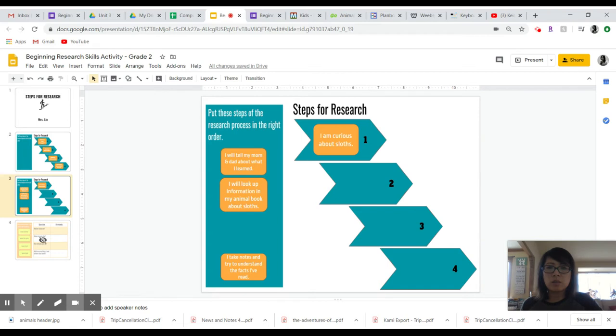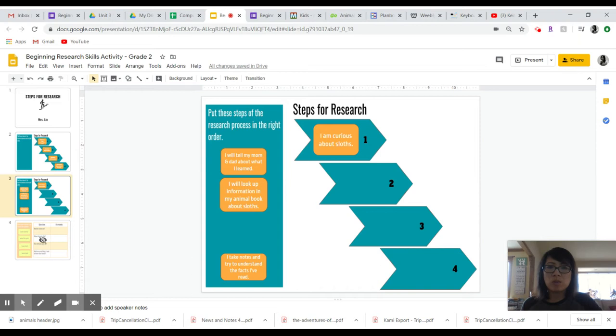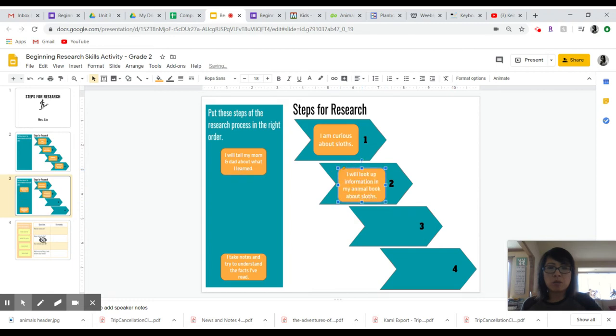Okay, let's look at the other three boxes. The next box says, I will tell my mom and dad about what I've learned. I will look up information in my favorite animal book about sloths. And then I take notes and try to understand the facts I've read. What do you think the second step is? All right, remember the second step after you have come up with a research question is to look up information, right? And then in this box, the person is going to look up information in their animal book about sloths. Okay, so that was their step two.